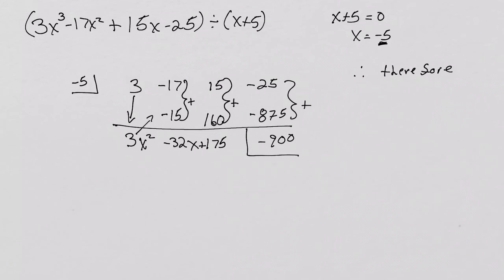So from synthetic division, we can reduce this polynomial to 3x squared minus 32x plus 175 plus my remainder of negative 900 divided by my divisor, which is x plus 5. So here we have our quotient, my remainder, and of course that is also my divisor. It's the same terminology, the same format as polynomial long division. This just gives you another option. I like synthetic division, in fact, more than polynomial long division.